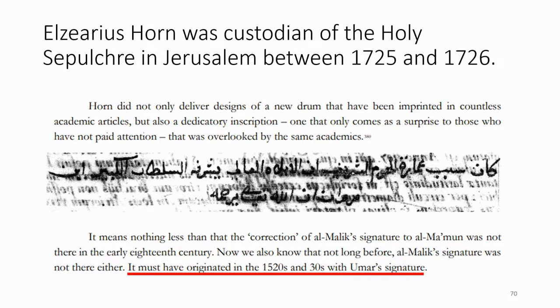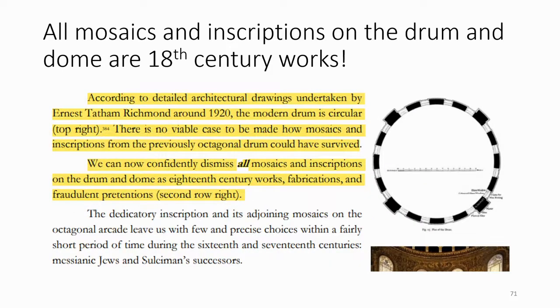So there's a lot of messing around with inscriptions here. But they obviously couldn't decide who to make the builder of the Dome of the Rock. Now, according to detailed architectural drawings undertaken by Ernest Tatum Richmond around 1920, the modern drum is circular. There is no viable case to be made how mosaics and inscriptions from the previously octagonal drum could have survived.